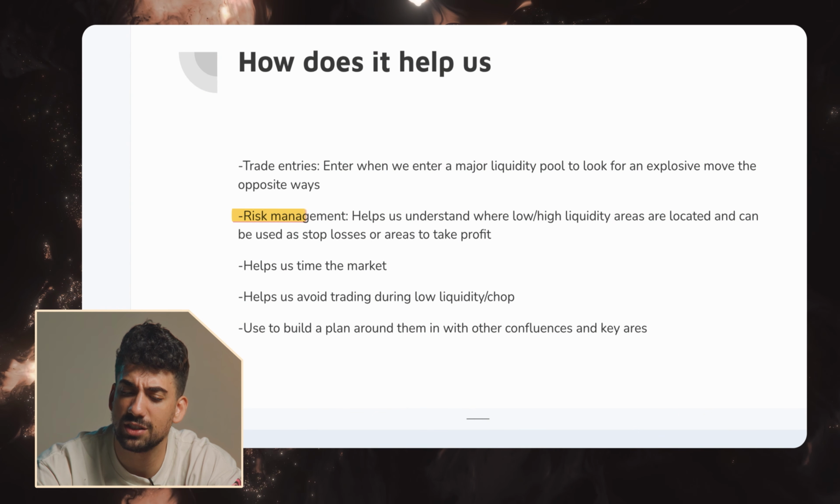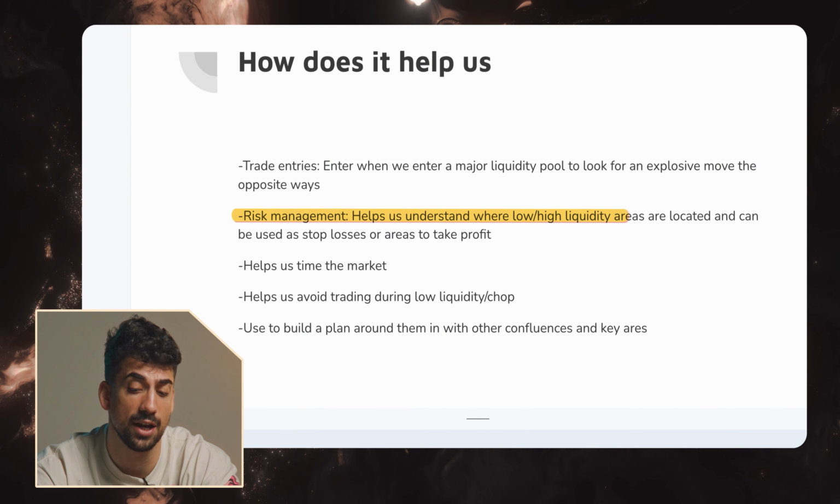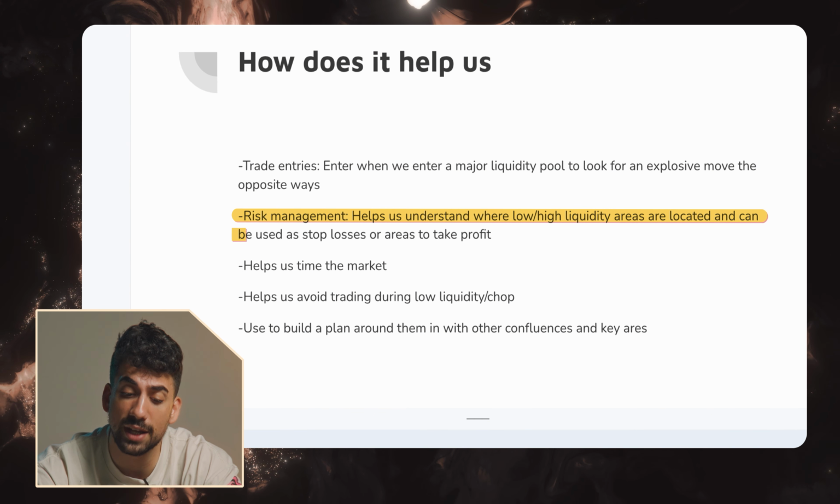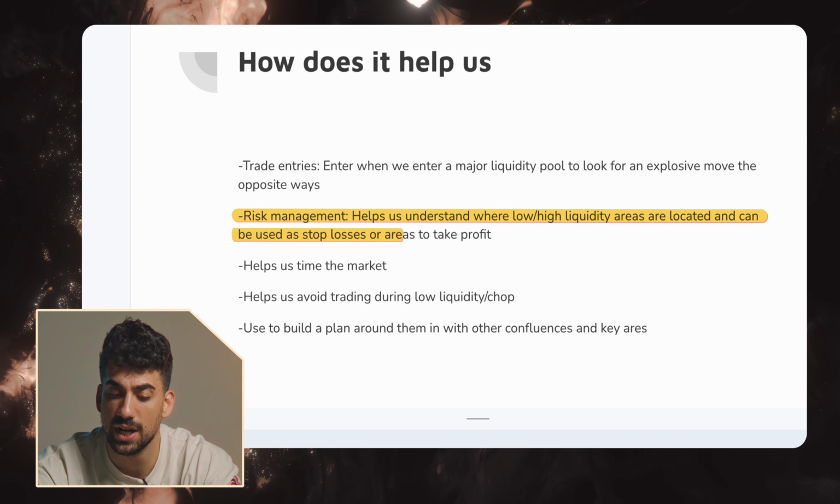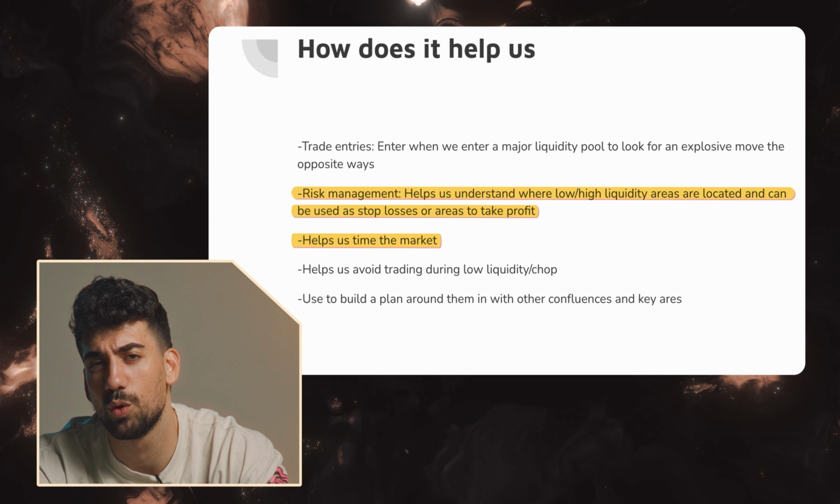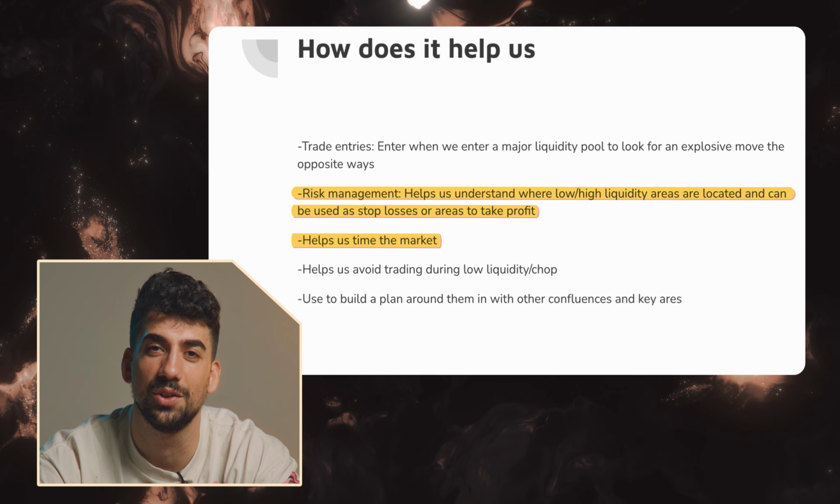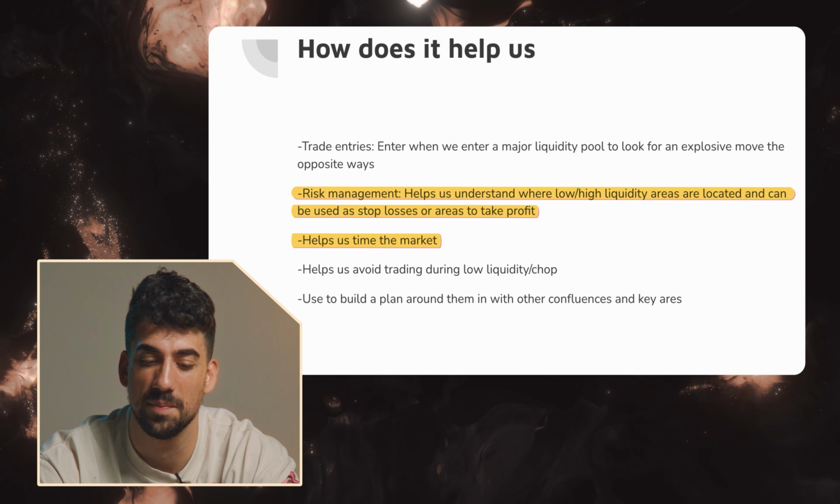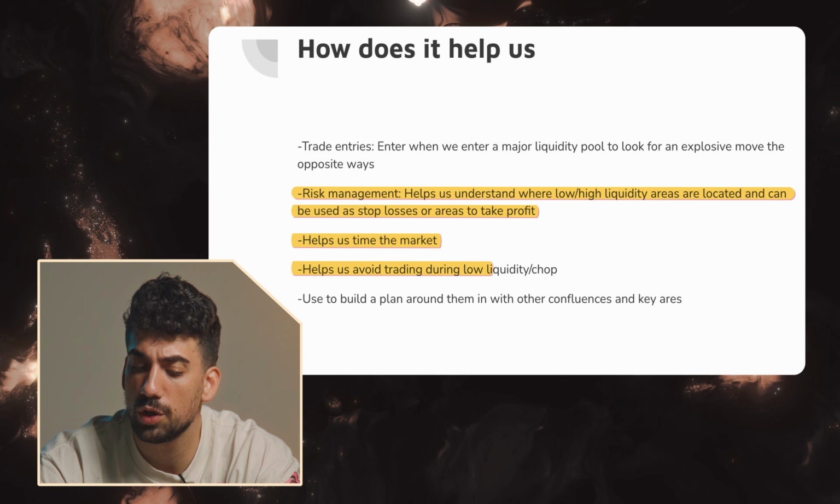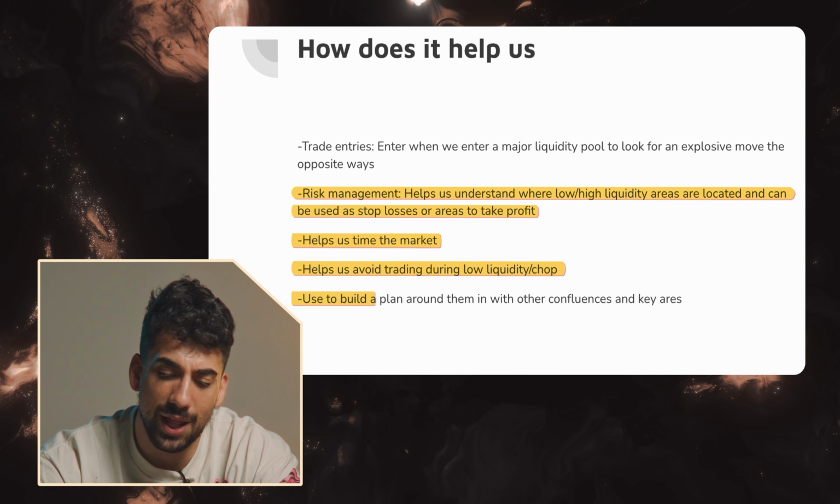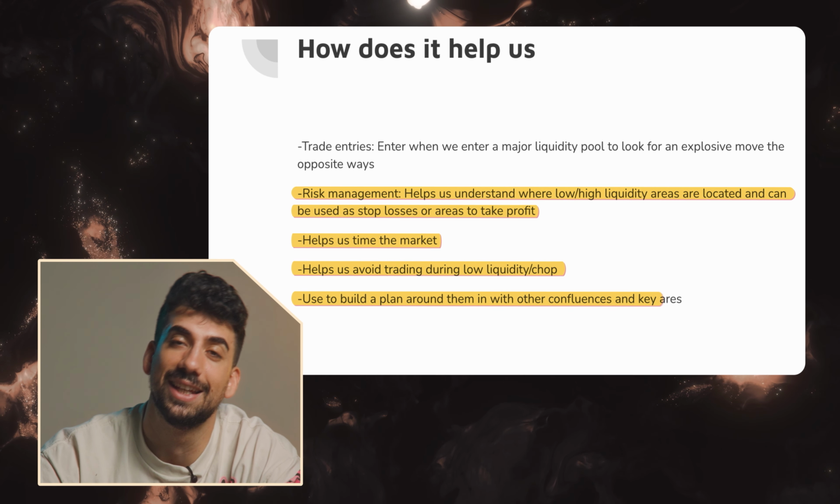Risk management. Helps understand where low/high liquidity areas are located and can also be used as a stop loss area or areas to take profit. Helps us time the market. We've heard it before, you cannot time the market. Well, I'm here to tell you that you can if you understand liquidity. Helps us avoid trading low liquidity/chop. Used to build a plan around them with other confluences in key areas.